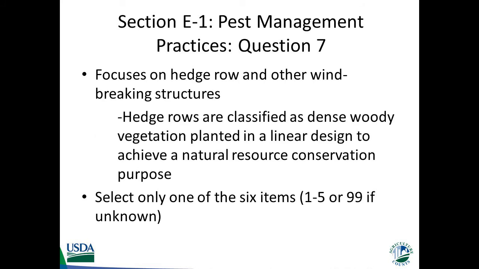Question 7 focuses on hedgerows and other windbreaking structures used by the operation to help manage potential spray drift. Hedgerows are classified as dense woody vegetation planted in a linear design to achieve a natural resource conservation purpose. Please only pick one of the 6 options, which could possibly be don't know.